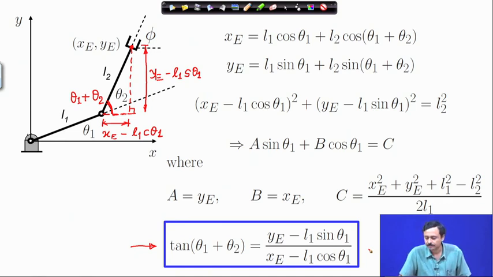Once I have solved for theta 1 from here, I can substitute in the second equation and solve for theta 2.